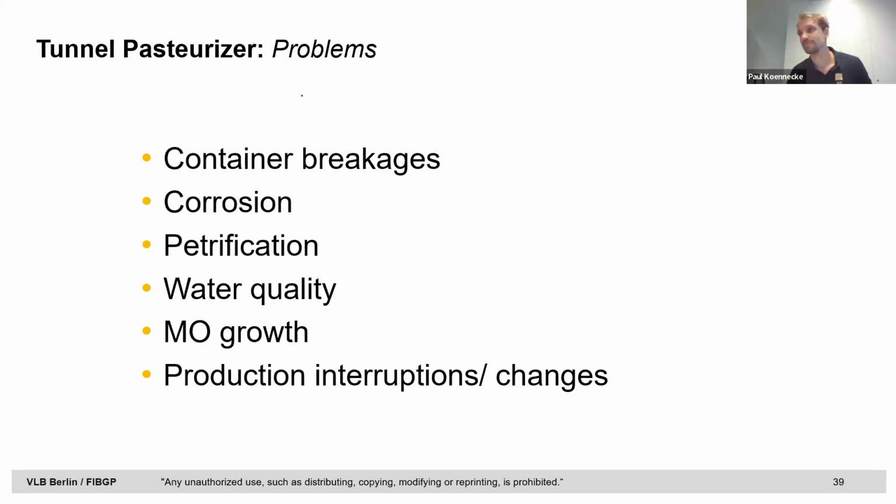And this container breakage mostly appears when you have little cracks in your bottles or when you have overfilled containers. Sometimes corrosion can be a problem due to the water you are using in your tunnel pasteurizer. Normally, newer pasteurizers don't have that problem, but older pasteurizers which are not made from stainless steel can have this. Then you can have petrification, which means that you will have an excretion of water salts.